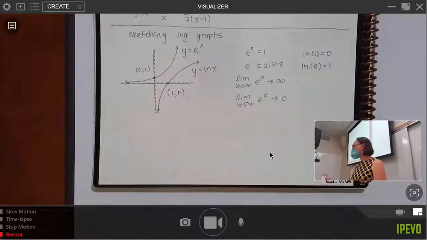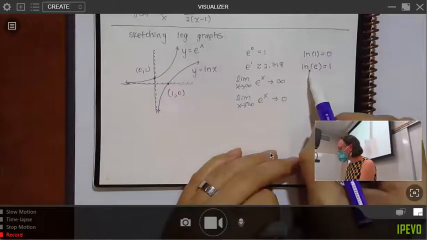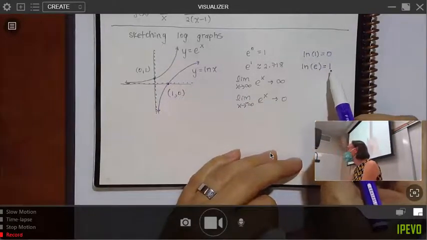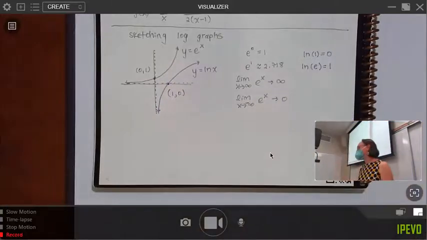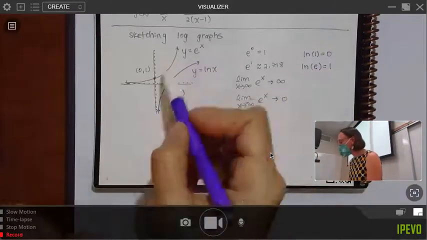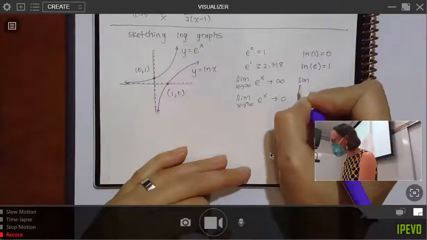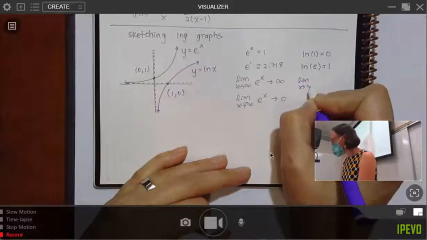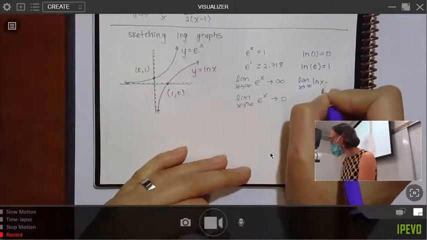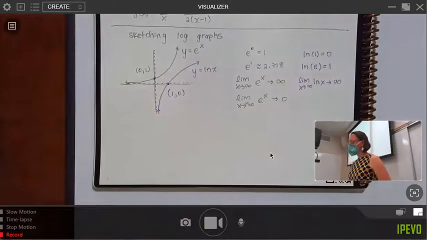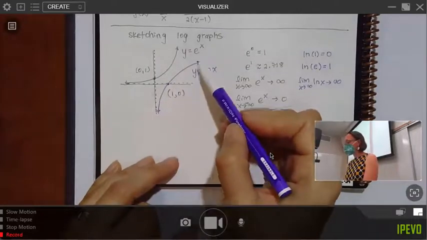And that's because if we write this as an exponential statement, this is saying e raised to the first power is e. Now, the interesting limits on this log graph: if I take the limit as x approaches positive infinity for our natural log graph, that also goes to infinity. This is going up and up and up and up.